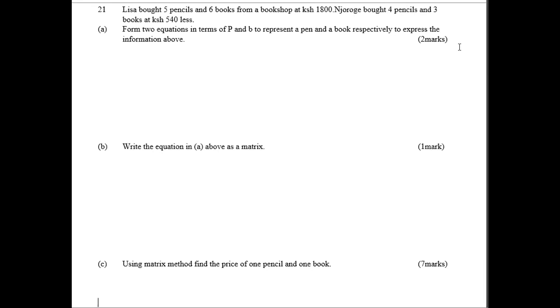So in that case, once we have pre-multiplied, I am getting 240 and 100 in column form. It simply means that the P, which is pen, is 240 shillings, and the B, which happens to be the book, is 100 shillings. That's how we solve a simultaneous equation by matrix method.